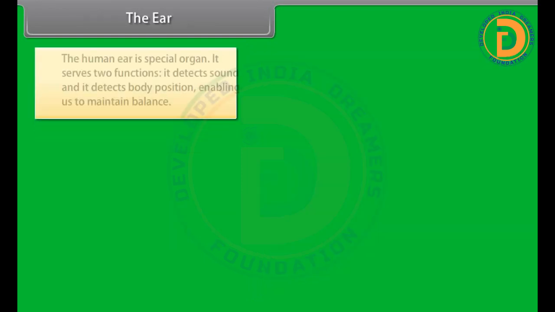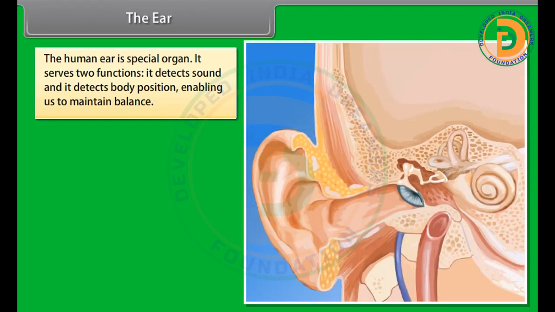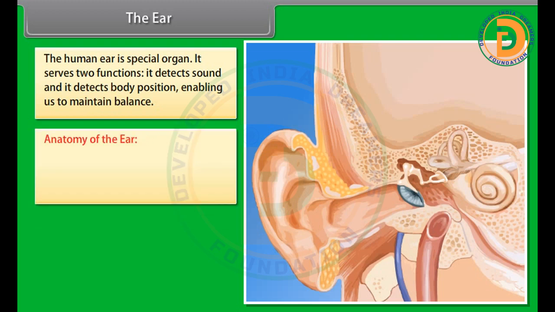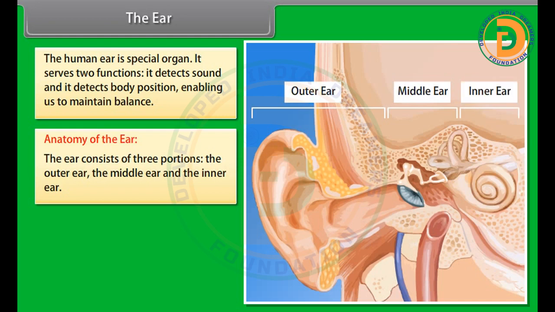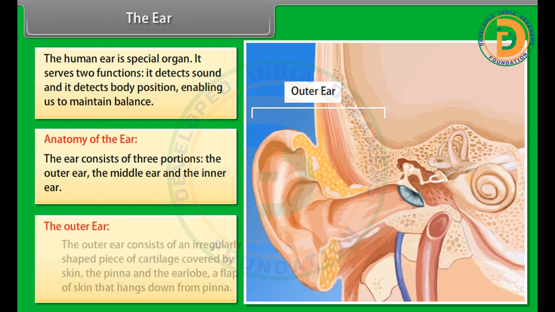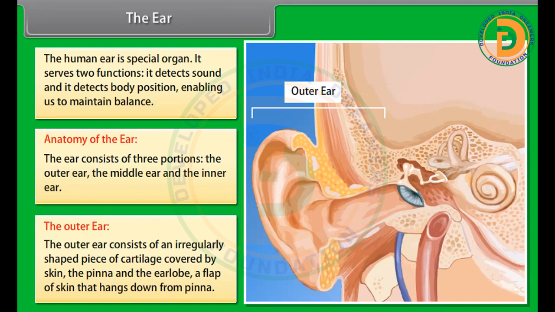The ear. The human ear is a special organ. It serves two functions. It detects sound and it detects body position, enabling us to maintain balance. Anatomy of the ear. The ear consists of three portions: the outer ear, the middle ear, and the inner ear. The outer ear. The outer ear consists of an irregularly shaped piece of cartilage covered by skin, the pinna, and the earlobe, a flap of skin that hangs down from the pinna.